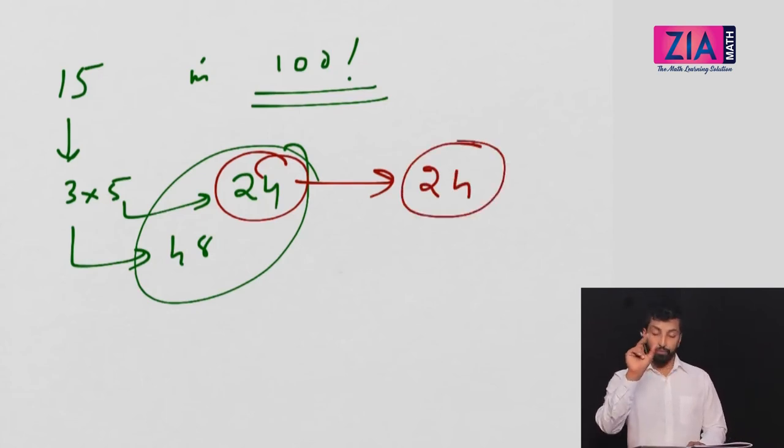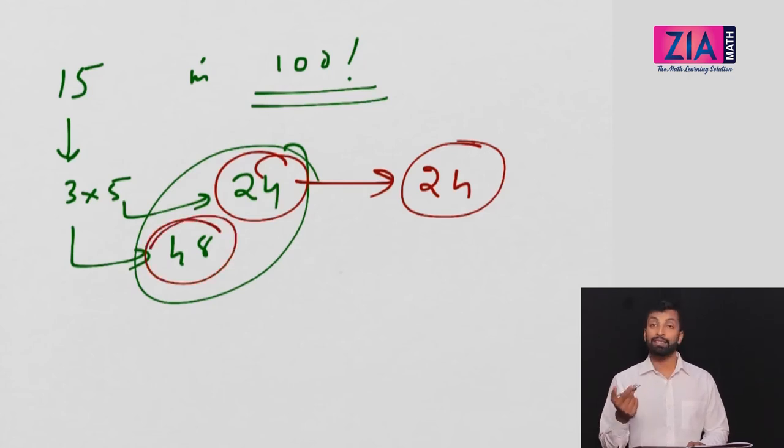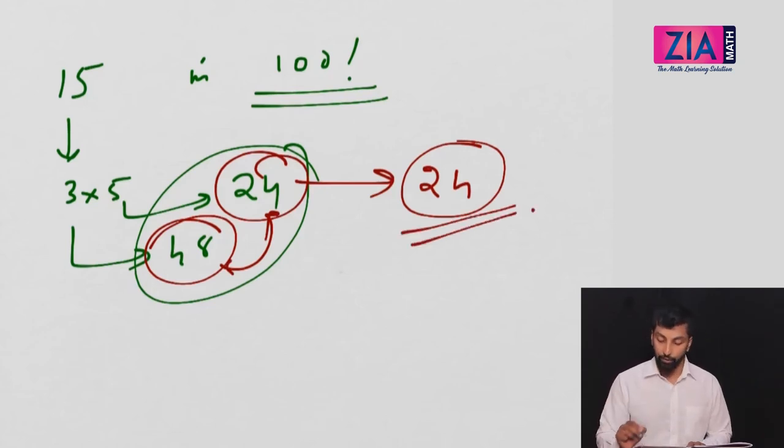Because 3 and 5 will give you 15. So 3's are more, that is useless. Okay, so only 24 3's you can take, because only 24 5's are there. So answer is 24. Now what is the next possible question?